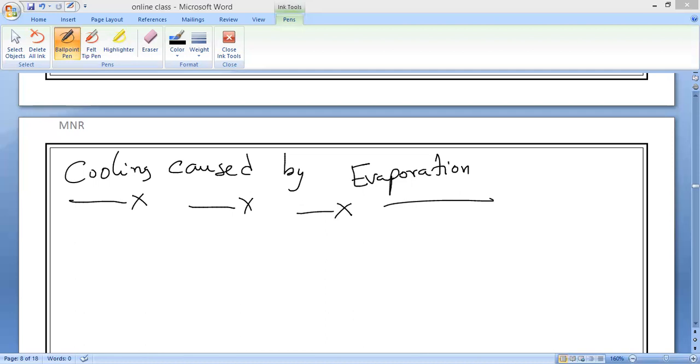So what will happen? It will be cooled. Wherever evaporation takes place, it always leaves a cooling effect. So keeping this point in mind, we will give some examples of how evaporation always leaves cooling. Shall we discuss, guys?